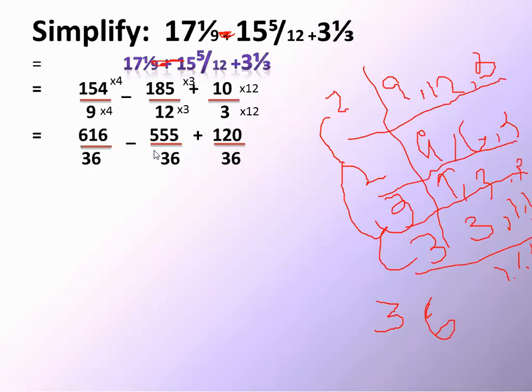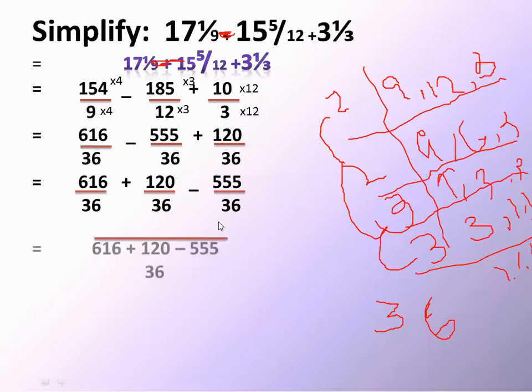Okay, now you have to subtract 555 from 616, but it's okay. What you will do, you will add first. Okay, first you will add the fractions, so you will arrange them first. How will you arrange them? You will add 616 upon 36 plus 120 upon 36, and then you will subtract the next fraction, that is 555 upon 36.